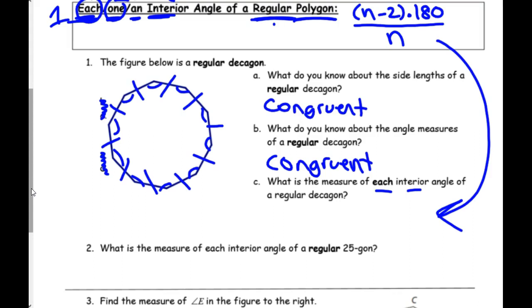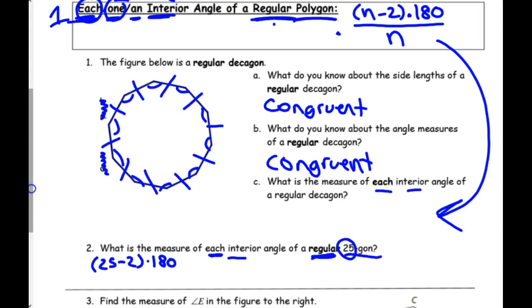Look at example 2. What is the measure of each? Oh my gosh, I have to use the new formula, right? Interior, only if it's regular. How many sides is a 25-gon? 25. So please write small, because I know there's not a lot of room here. But we're going to plug 25 into this formula up here. So instead of n, 25 minus 2 times 180.